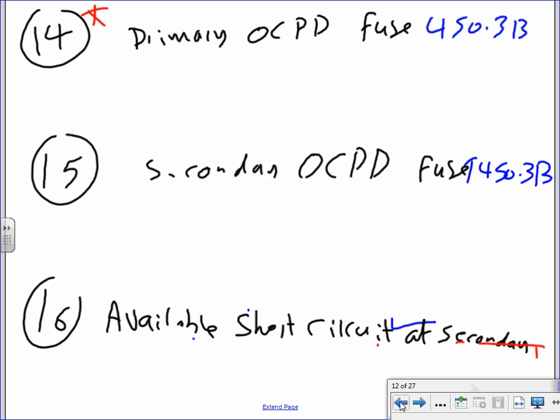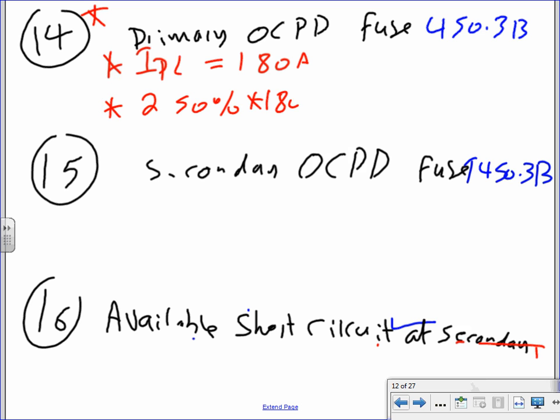Okay, let's go do the calculation, gentlemen. Number 14. So step number 1, I primary line. You're going to always start with the primary line, gentlemen, which is 180 amps. So what's my multiplier? My multiplier is 250%. Multiply by 180, gentlemen, and it gets you 450 amps.